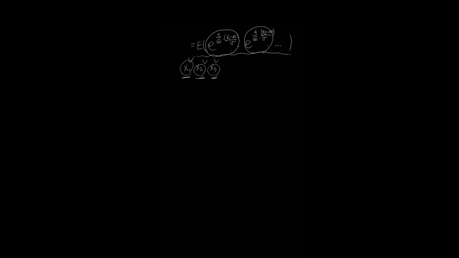As we studied many videos ago, which was the multiplication of expectation, because we know that each element inside is independent of the others, we can divide it into each part like this, times t, like this, until we get the final one, n, right?